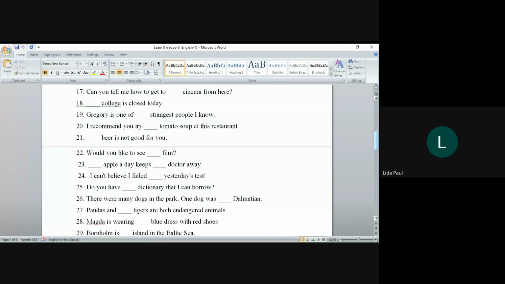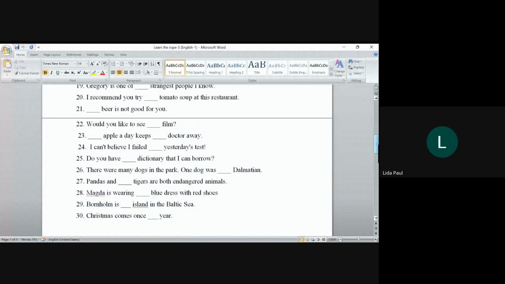Okay. Next, dash beer is not good for you. We'll finish this one. I think there are about 9 more questions, and then we'll close. Dash beer is not good for you. Beer is not good for you. No article, right? Yeah, it's the name of the drink, so we don't require any article there. Beer is not good for you.